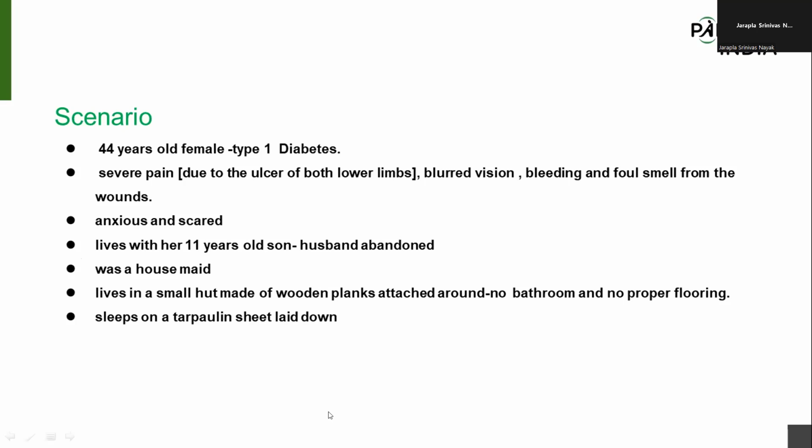Ma'am, Srinivas this side. I was saying that the husband has abandoned her, so we can get her a widow pension or something from the government to help her financially. Yeah, good. And she may also get the disability pension too, right? Yes, ma'am. Okay, that was a good comment. Thank you.